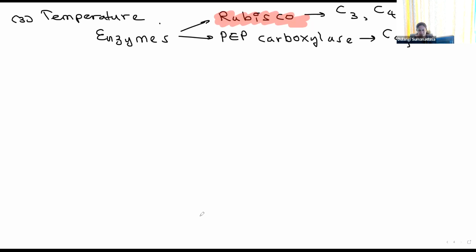Okay, plot the graph. The enzyme temperature graph, right? The normal one. So go with the optimum temperature.